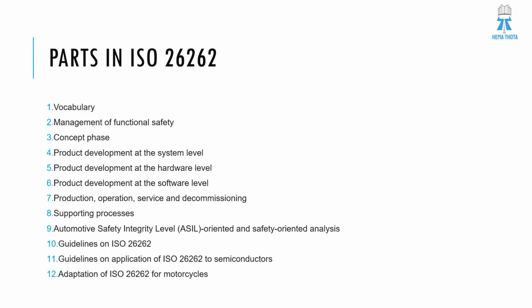Here are the parts in ISO 26262. There are 12 parts. Part 1 is vocabulary. Part 2 is management of functional safety. Part 3 is concept phase. Part 4 is system level product development. Part 5 is hardware level product development. Part 6 is software level product development. Part 7 is POSD, that is production, operation, services and decommissioning, which talks more about the manufacturing process. Part 8 is about supporting processes. Part 9 is ASIL-oriented and safety-oriented analysis. Part 10 is guidelines on ISO 26262. Part 11 is guidelines on application of ISO 26262 to semiconductors. Part 12 is about adaptation of ISO 26262 for motorcycles.